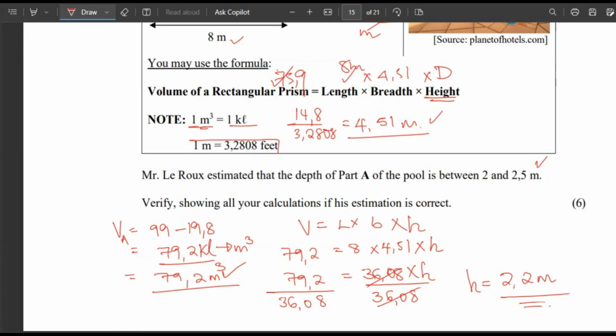Which is the essential calculation to estimate it. Yeah, it's valid. They're saying it's in between, which is true, 2.2. All right, this is revision, and we shall stop there. Bye-bye.